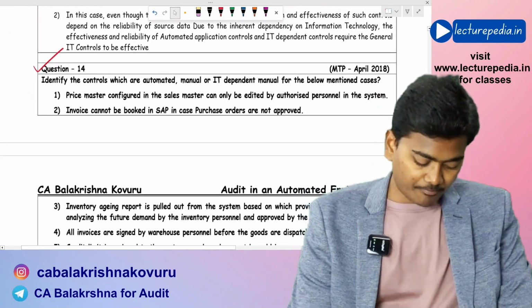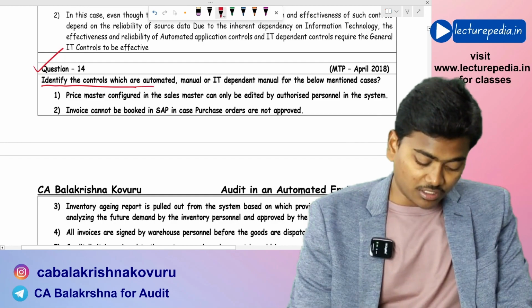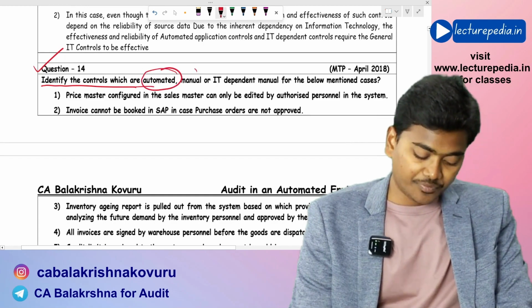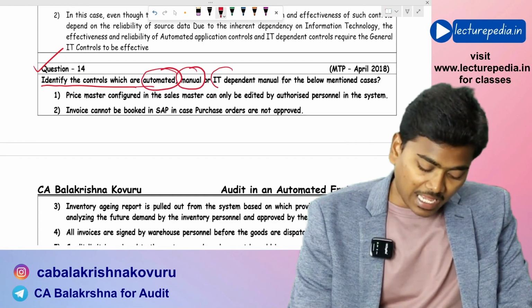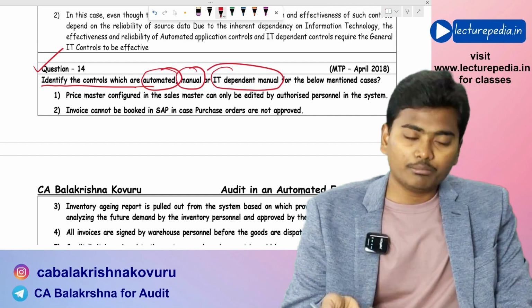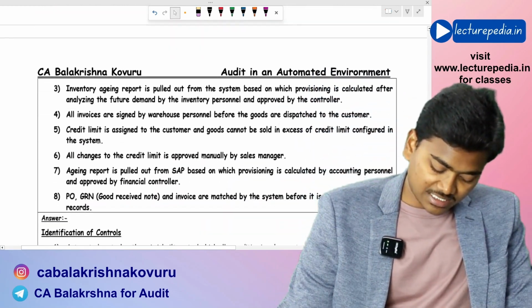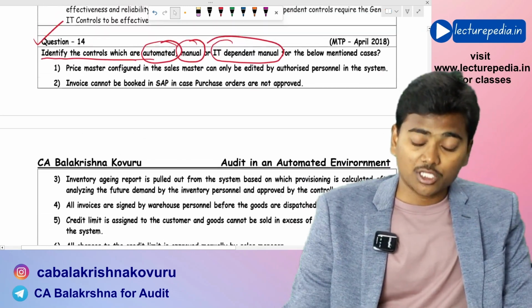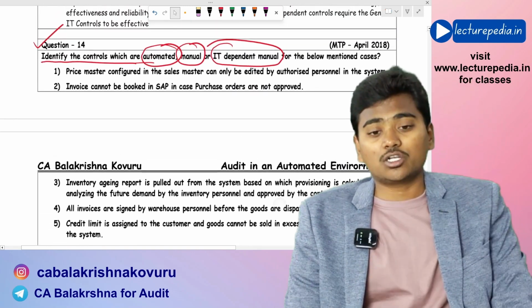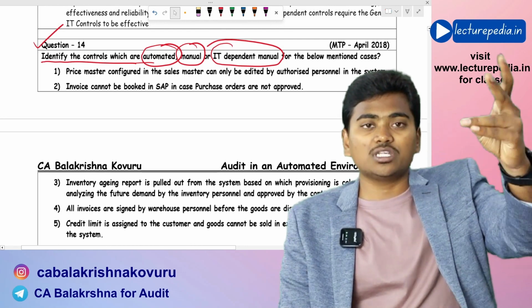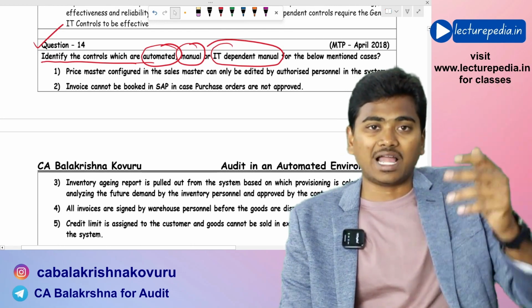Question number 14. Identify the controls which are automated, manual, and IT dependent manual. Now, he has given various controls. From this, you need to identify which control is automated, which control is manual, and which control is IT dependent.